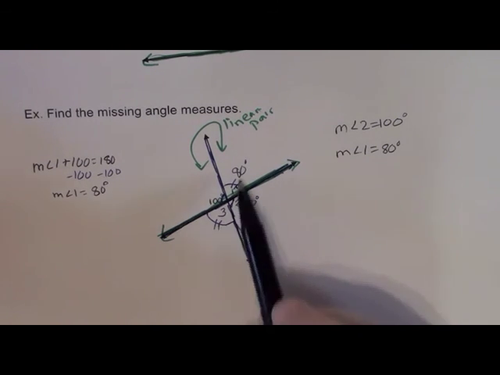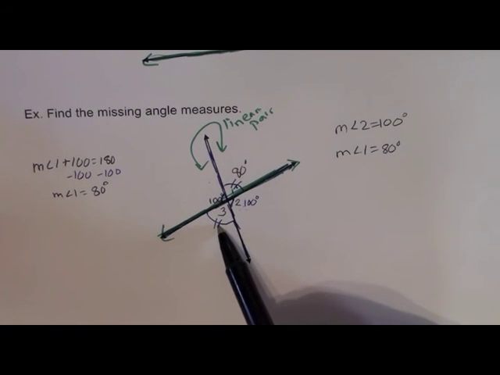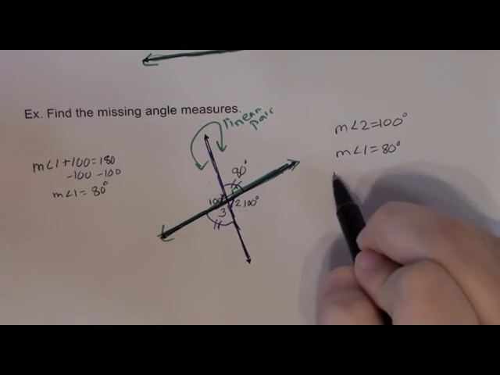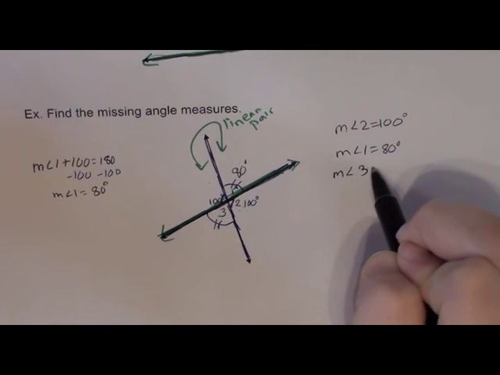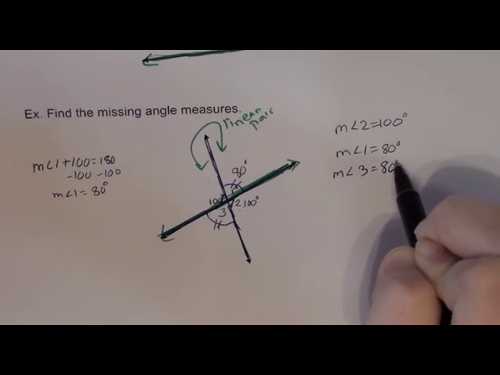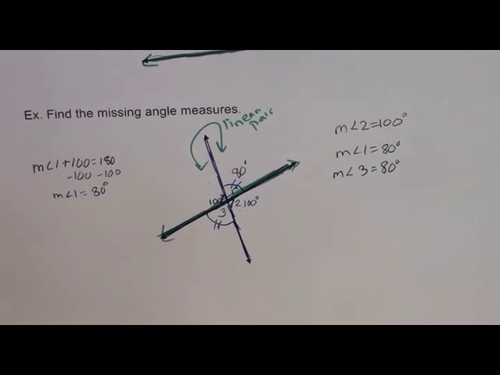But remember, what did we say about 1 and 3? They were opposite one another in the X, which means they're vertical angles. So the measure of angle 3 also has to be 80 degrees because vertical angles are congruent.